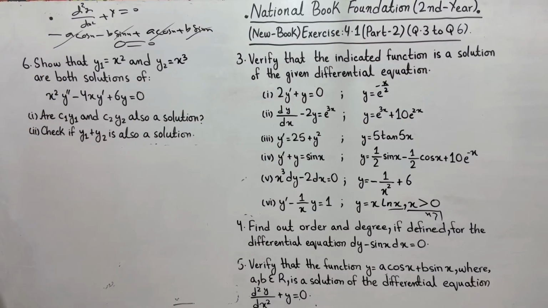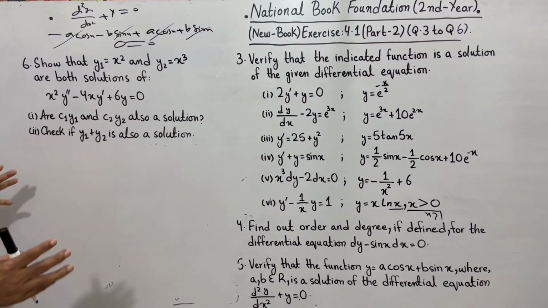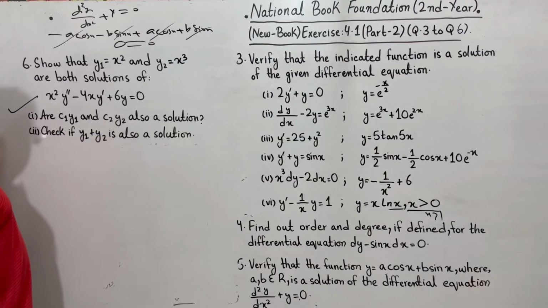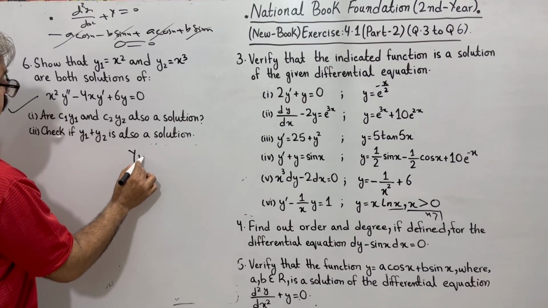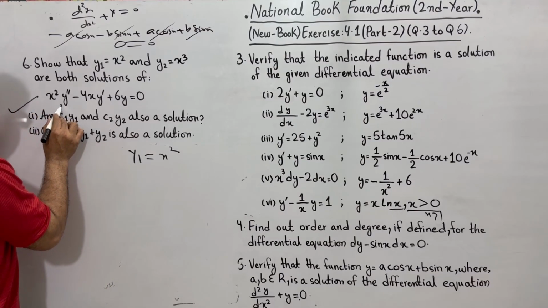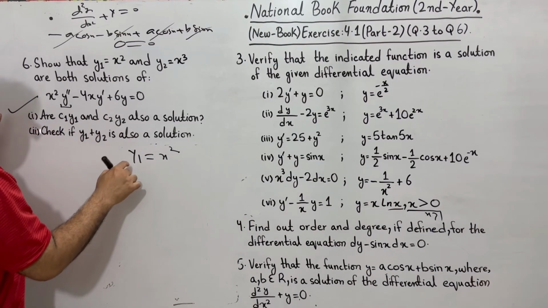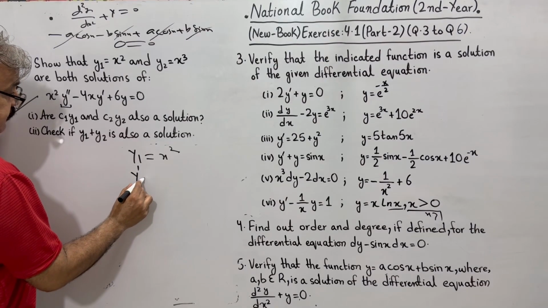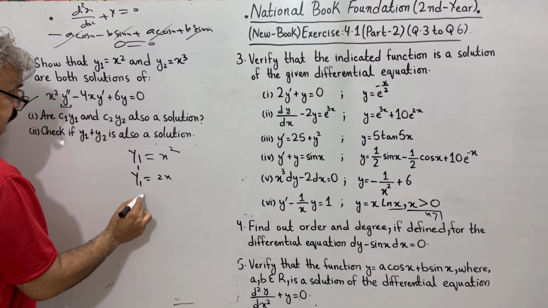Here we are asked whether y1 is equal to x square and y2 is equal to x cube are both solutions of this differential equation, this one and this one. Let's take both one by one. We are verifying number 1. y1 is equal to x square. How many times has differentiation been required? 2 times. So y1 differentiated 1 time, the differentiation of x square is 2x.